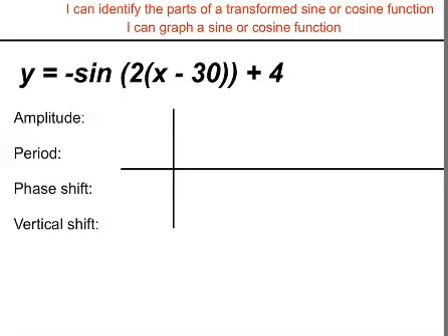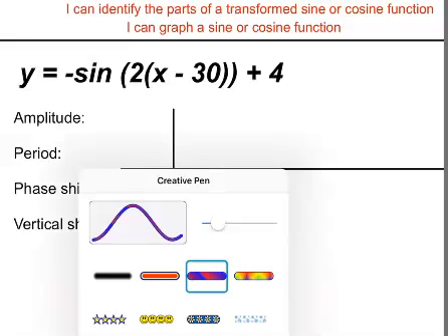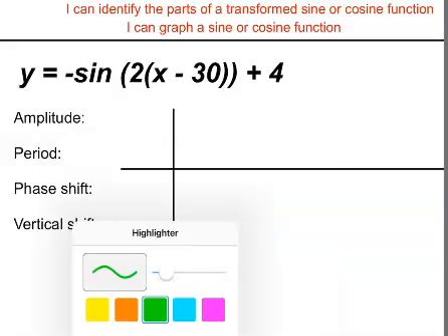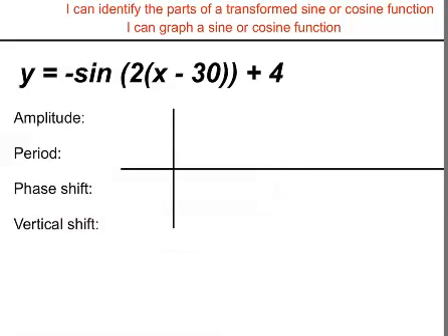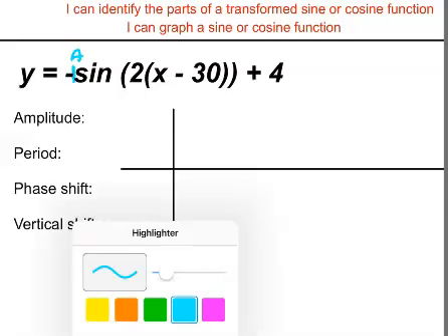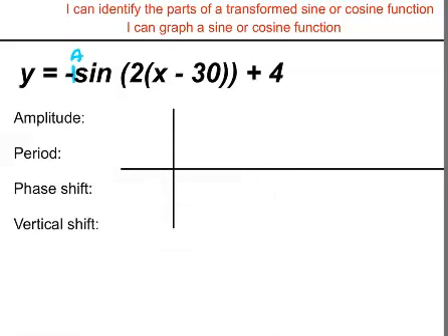So this has everything in it, which is good. I'm just going to start out with the easier parts here, which is amplitude and phase shift. So my amplitude, notice this time, is really just a 1. There's nothing in front there of the sine there. So my amplitude is just a 1. Don't worry about the negative.